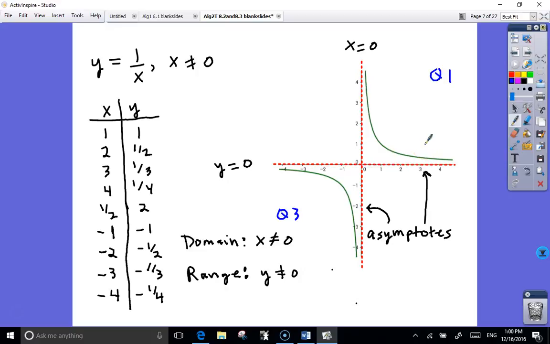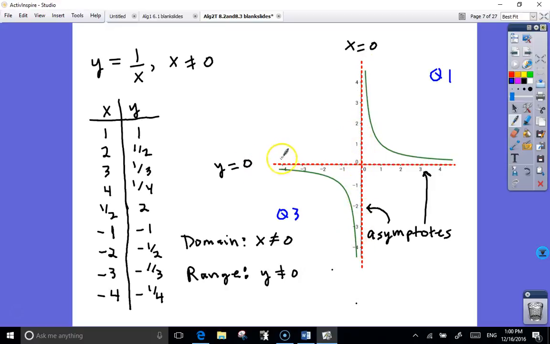Okay, so why does it have the asymptotes? Well, first of all, it says x does not equal 0. So that's why it has to have an asymptote at x equals 0. Right, that's why it's got that dashed red line right there.